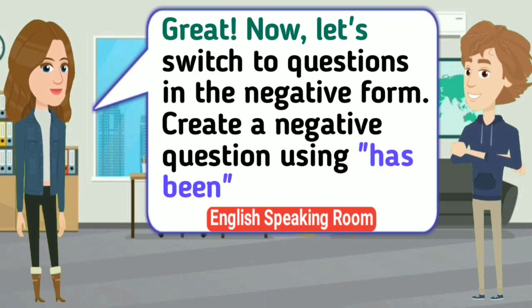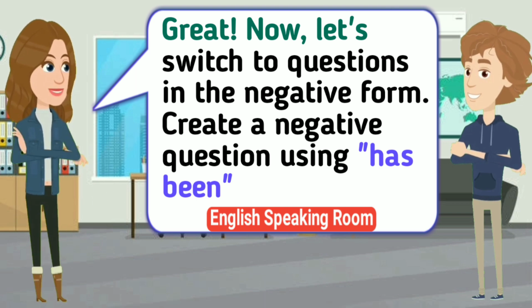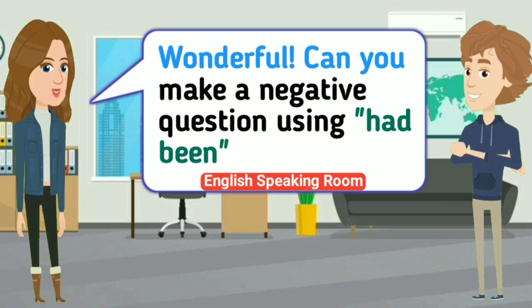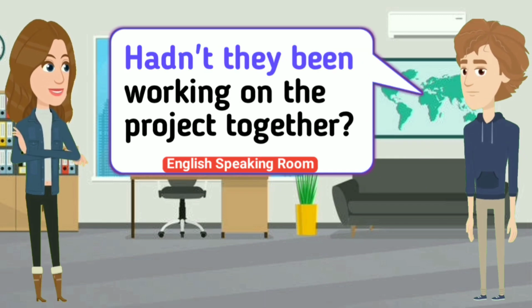Great! Now let's switch to questions in the negative form. Create a negative question using has been. Hasn't she been attending the meetings regularly? Wonderful! Can you make a negative question using had been? Hadn't they been working on the project together?